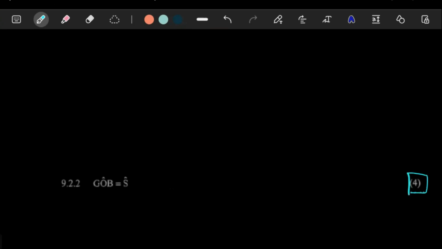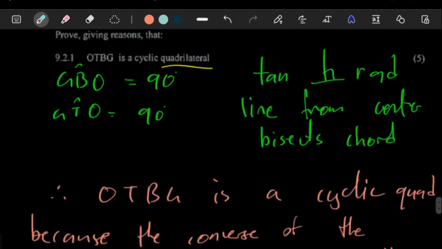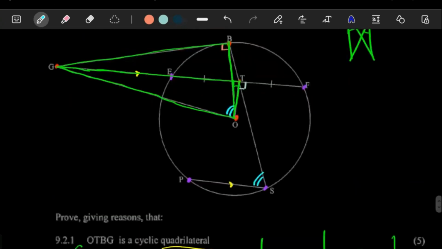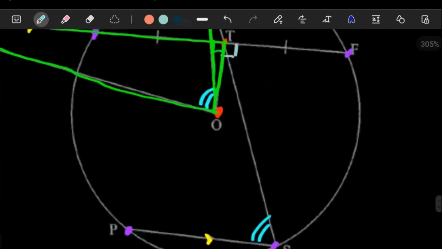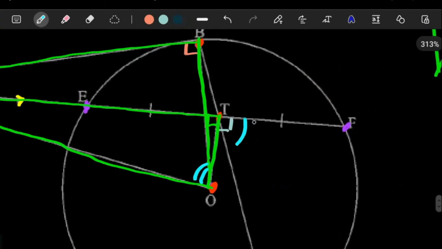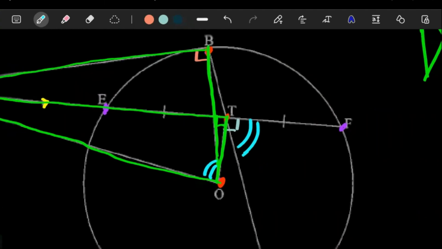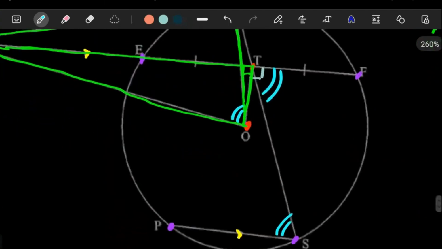So moving on with this 4-mark question, let's see what we can do. So the only thing that it seems like we can do here, what can we do? Okay, yeah, we have alternating angles here. So let's maybe focus on that. This angle here is equal to S.